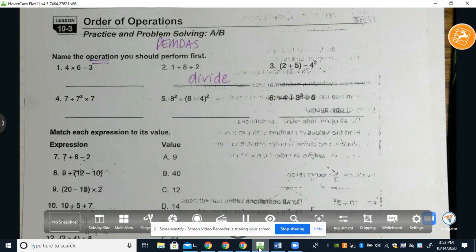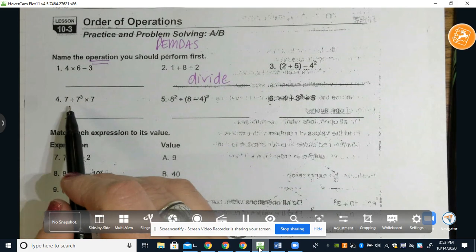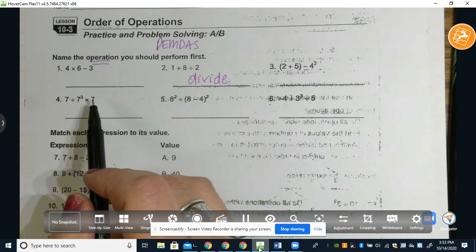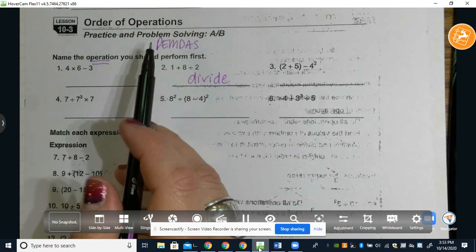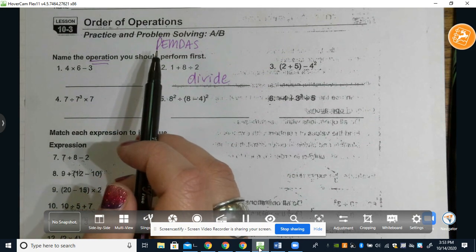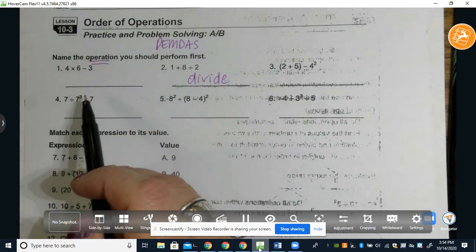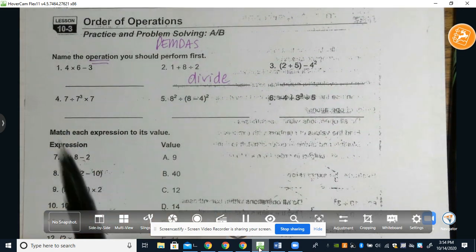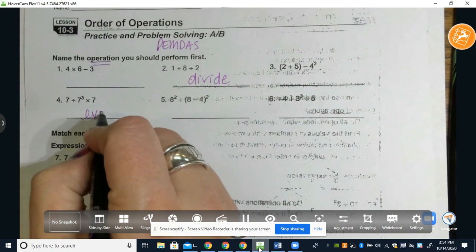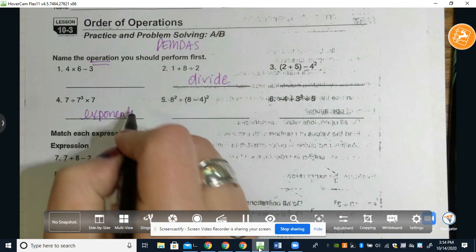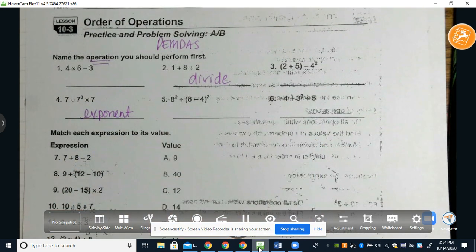Looking at number 4 here. You have 7 divided by 7 cubed times 7. What operation do I need to do first? Well, there's no parentheses. What's my next one? Exponents. Does this have exponents? Yes. So exponent is what I will do next. Evaluate the exponent.